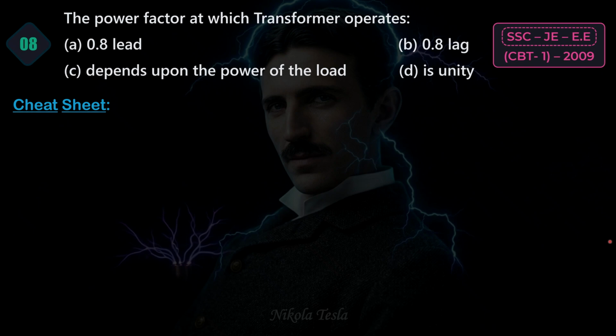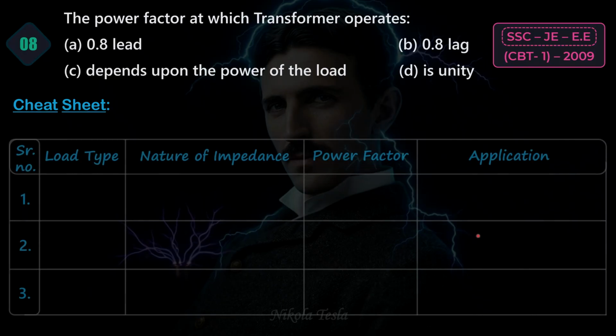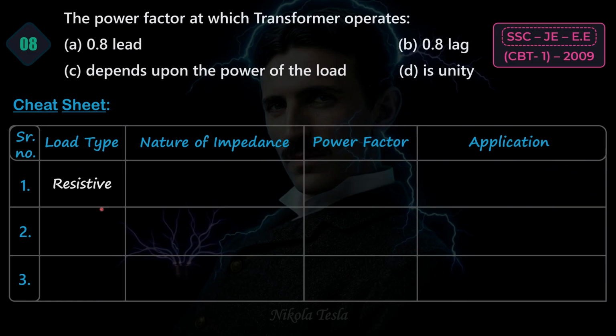The power factor of a transformer is not a fixed value. It is entirely determined by the load you connect to the secondary side. Let us understand this concept with the help of an example. If the load is resistive, the nature of impedance is pure resistance, then the power factor at which the transformer operates is unity.